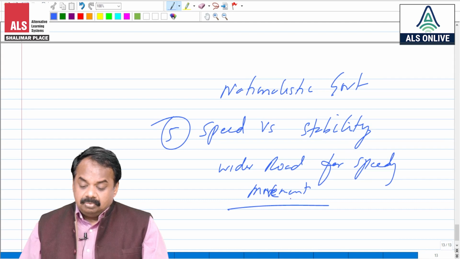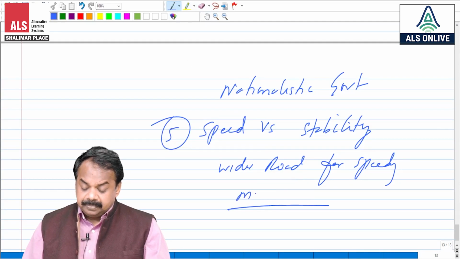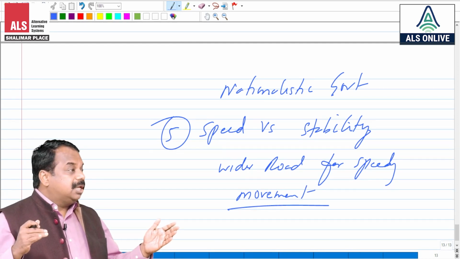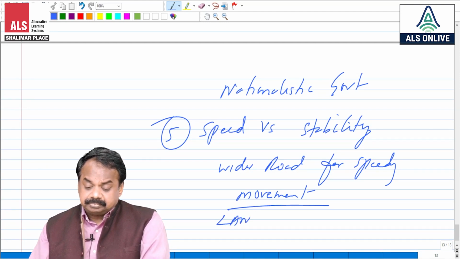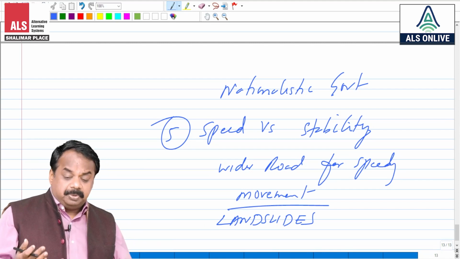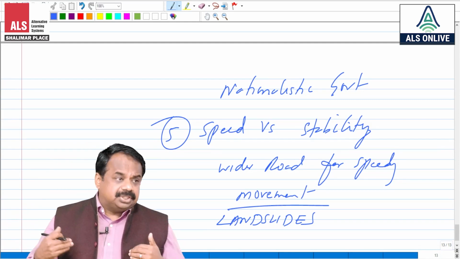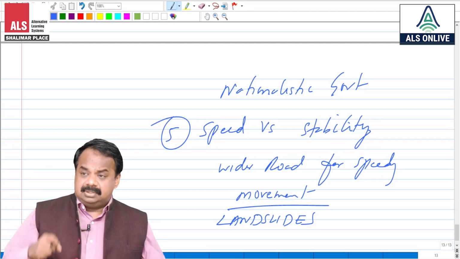Okay. Wider road for speedy movement of traffic, the defense equipments maybe. But in the process, if you are making more unstable roads which are prone to larger landslides, then it can be counterproductive. You might create a speedy road, a wider road, and if it is prone to landslide on a daily basis, or every now and then if the traffic is blocked because of landslide at one point or other.